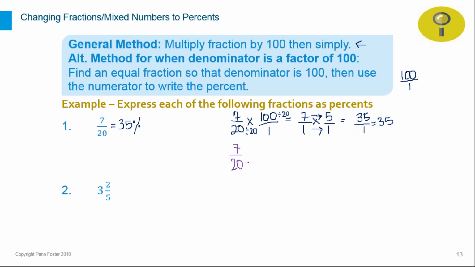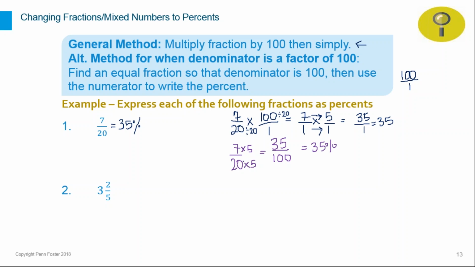I can simply multiply 20 times 5, and do the same thing on the top to keep the fraction balanced, times 5. That will give me an equal fraction to the original fraction, just with 100 in the denominator. That's it. Since 35 over 100 is equivalent to 35%, that is it. So the first way is to multiply times 100.